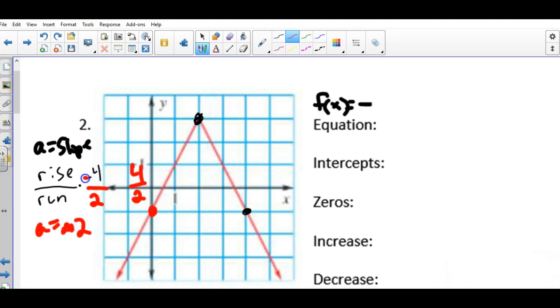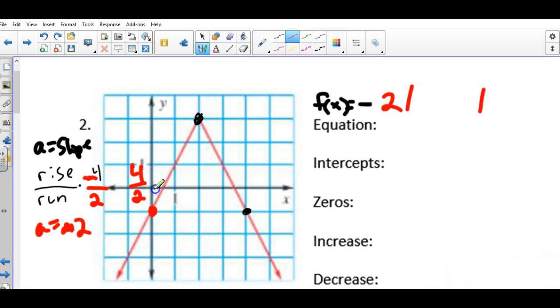All right, so there we go right there. That's our slope, 4/2. And then 4/2 reduces to 2. So you have right here 2. A is 2. Now, we got to figure out what our absolute value is, okay?